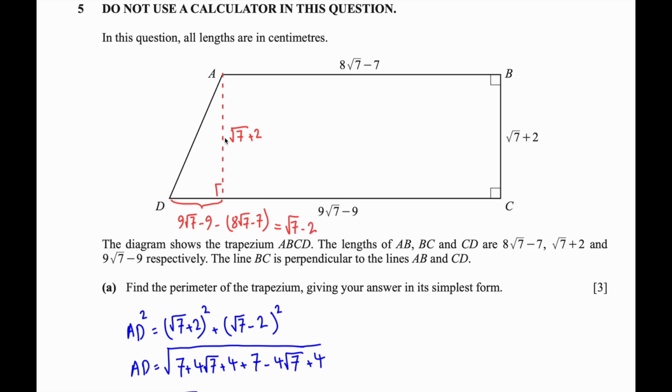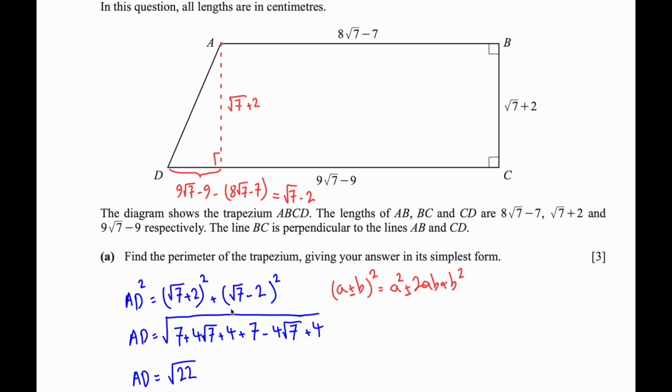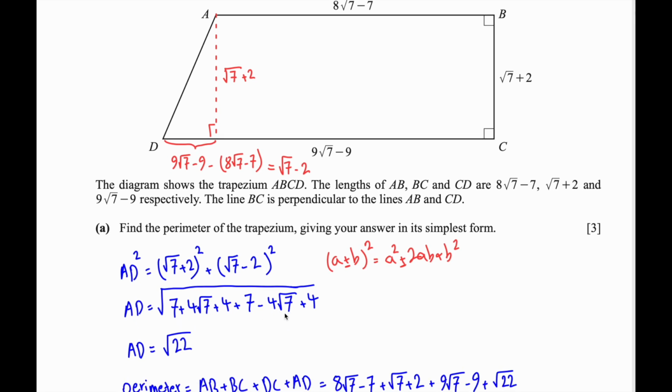Now that I have the value of the base and the height, I can use Pythagoras' theorem to find the hypotenuse. So AD squared equals the sum of each of those values squared. You can use the famous identity here, the square of a sum: a squared plus double of ab plus b squared, and if it's negative, like in this case, the sign here has to be negative. When you expand the brackets, this is what you get.